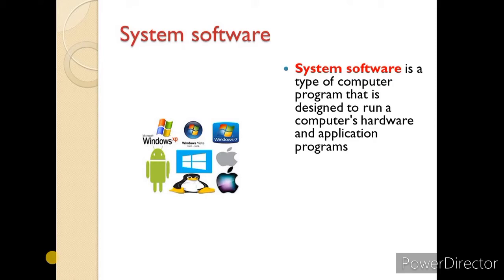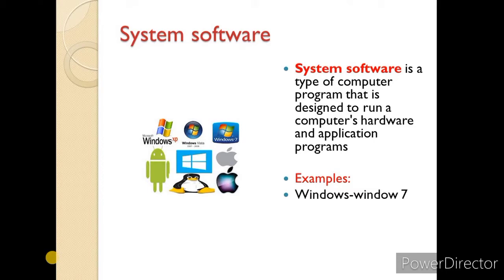It is just like when you have your CD-ROM, you put in your flash. The computer will only recognize that you have put in a flash if the flash drive has been run in your computer. It needs to be driven by what is called a driver. That is what drives the computer to know that a hardware is placed inside the computer. So the system software is a type of computer program that is designed to run a computer's hardware and application programs. Now we have three main examples of the system software.